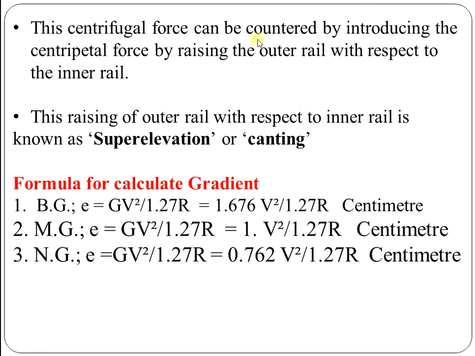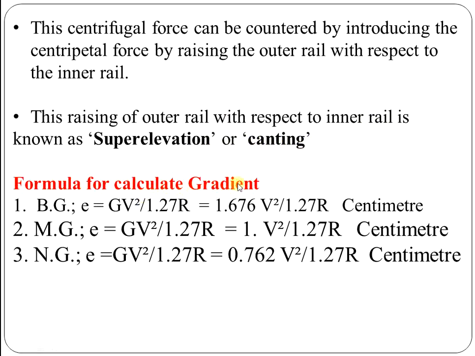This centrifugal force can be countered by introducing centripetal force by raising the outer rail with respect to the inner rail. That means when a train takes a turning position, the heaviest load comes on the outer rail compared to the inner rail, and this is what superelevation addresses. This raising of the outer rail with respect to the inner rail is known as superelevation or canting or cant.